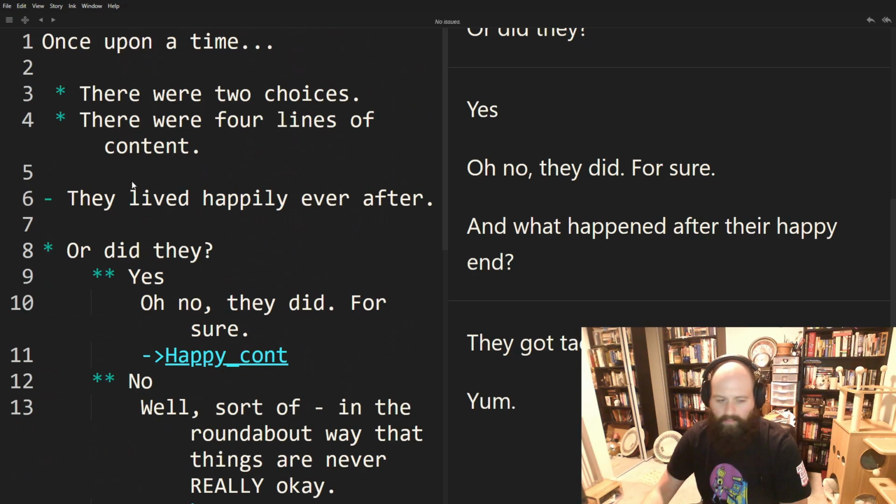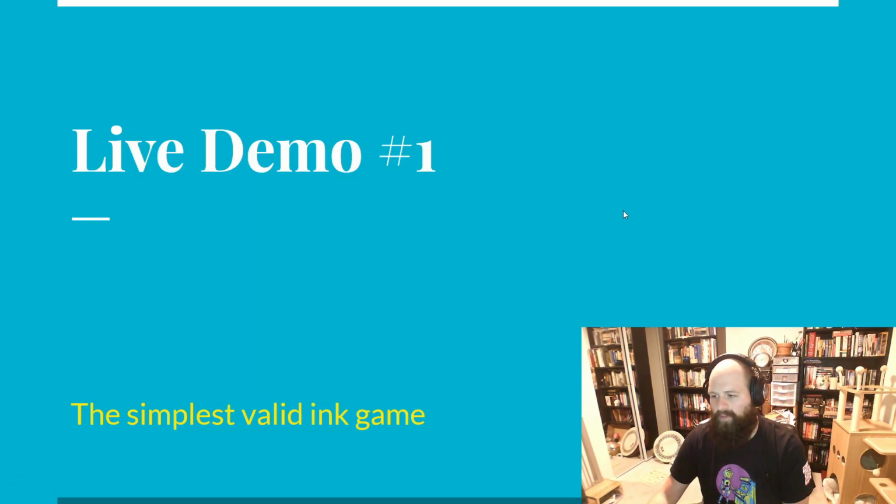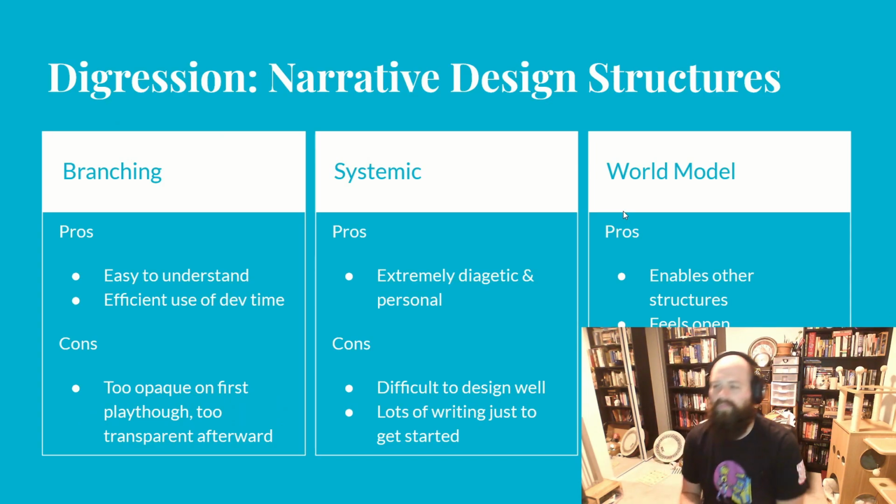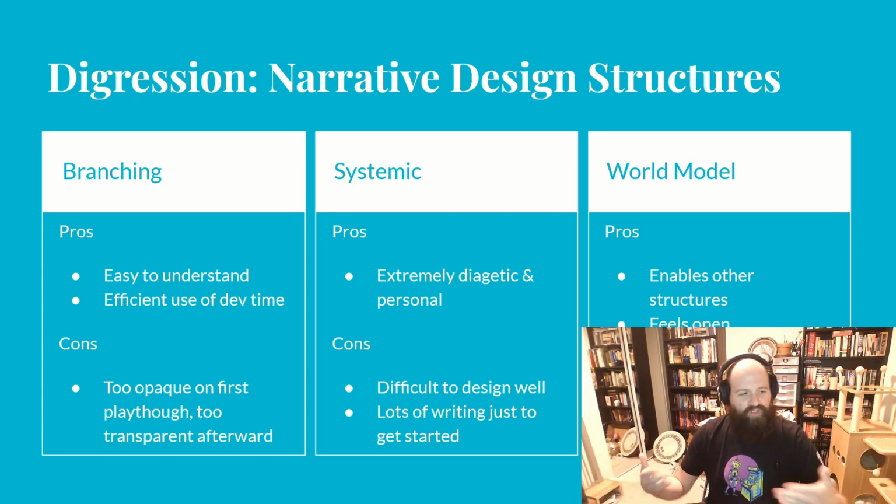Let's talk for a brief moment about other things. So you'll notice when I was talking about my structure, I was talking about how things diverged. You could say that they branched and then they converged. They gathered back together. This is called a branching structure. And it is a very easy to understand structure. It is also an efficient use of dev time.